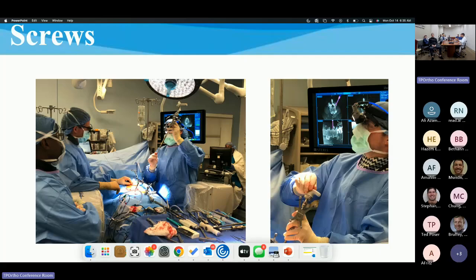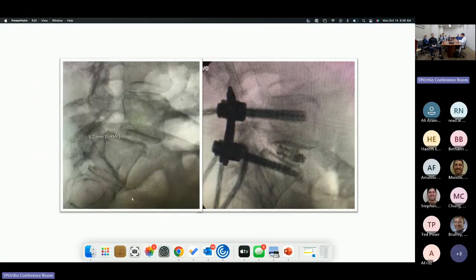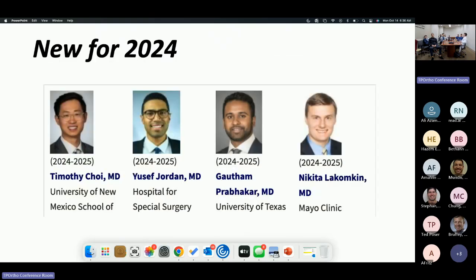So this is screws. I know it's kind of a throwaway slide. This is a TLIF, another throwaway slide. Okay, so new for 2024. I've got a couple updates just to try to keep it fresh, because otherwise this talk is kind of stale. Any questions about the technical components of the procedure that we went through?